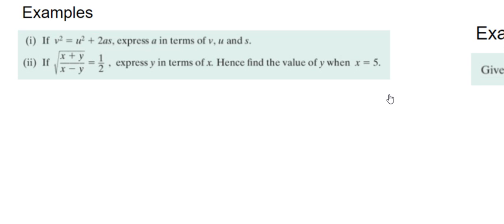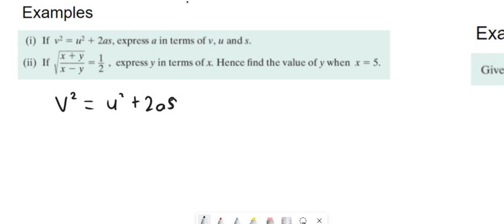Hi folks, this is changing the subject. It might also be called writing in terms of. So first example here is v squared is equal to u squared plus 2as.